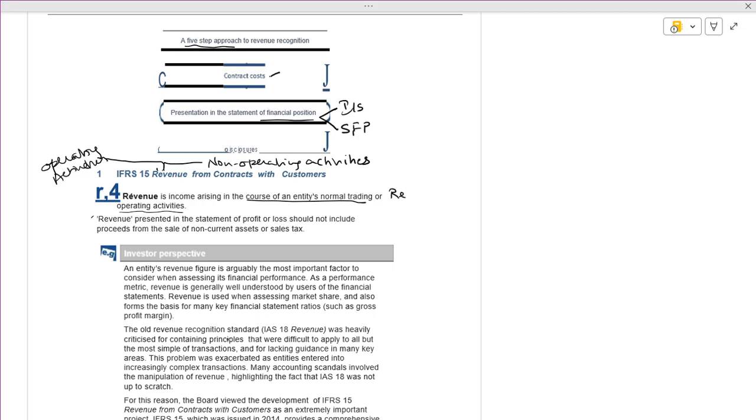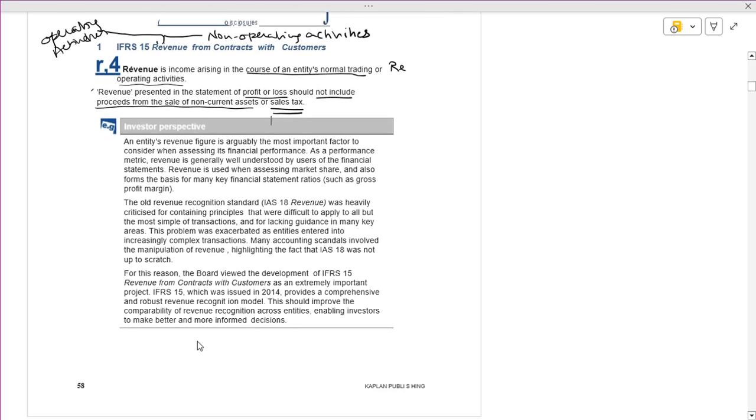Revenue presented in the profit and loss account should not include the proceeds from the sale of non-current assets, and it should not include sales tax. What is the investor's perspective? They consider revenue the most important factor in assessing financial performance.